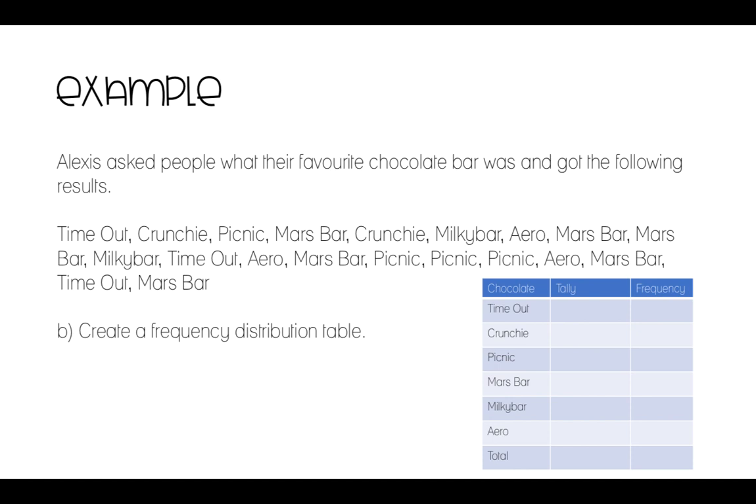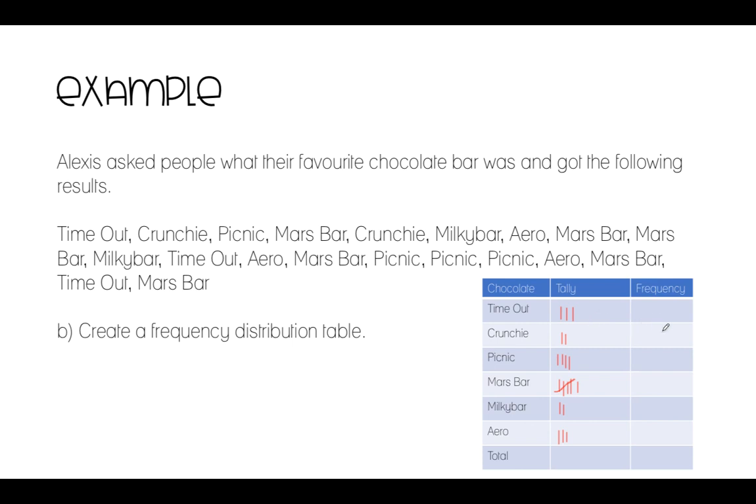Create a frequency distribution table. So for this we need our tally over here. So we have 1 timeout, 1 crunchy, 1 picnic, 1 Mars bar, another crunchy, a Milky bar, an Aero, a Mars bar, another Mars bar, a Milky bar, a timeout, an Aero, another Mars bar, another picnic, another picnic, another picnic, an Aero, a Mars bar, which means we put the strike through to say groups of 5, a timeout, and then a final Mars.